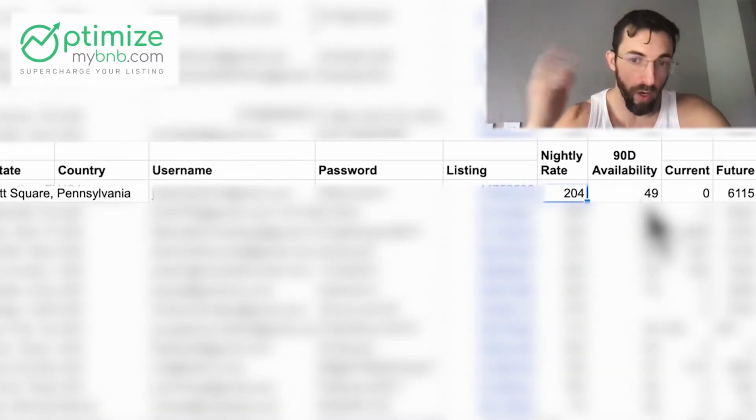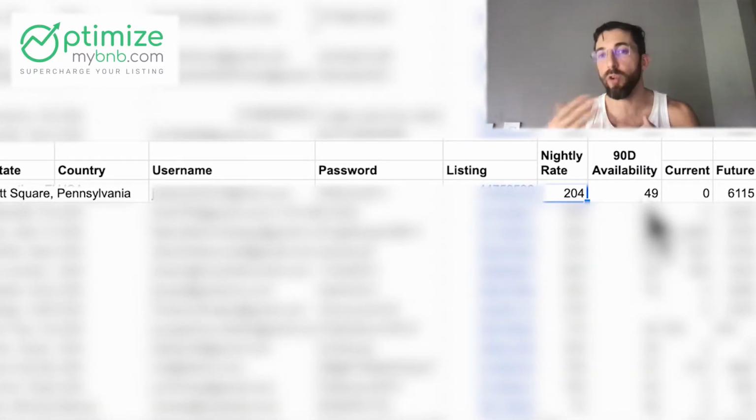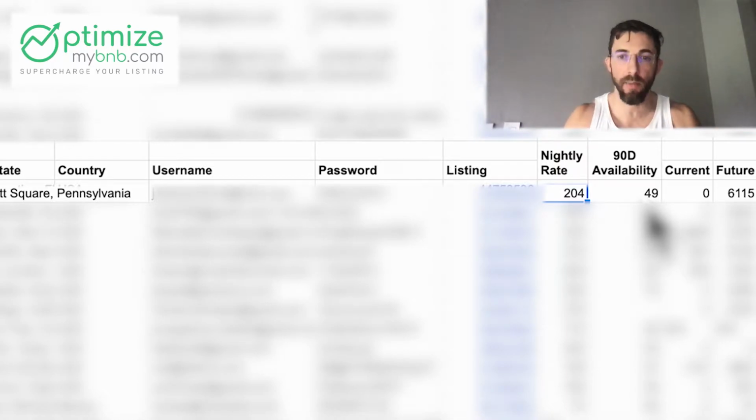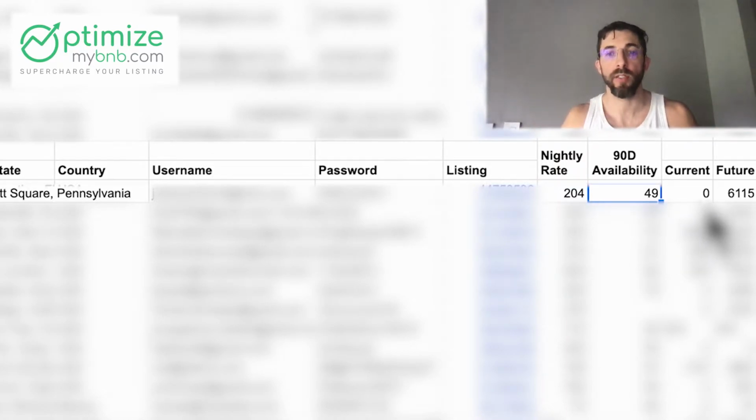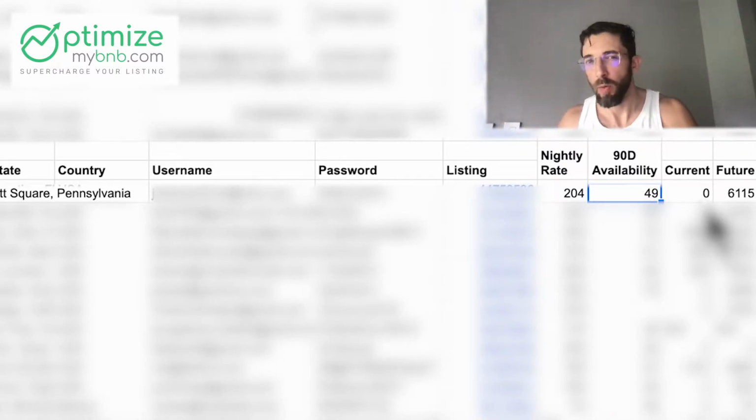I measure this before I get started. So $204 average nightly rate over the next 90 days, estimated by me. How much availability does this host have in the next 90 days? If there's zero, probably we're not going to see any income, because there are no days to book. Most reservations are being booked in the next 30 days. If there's 90, it doesn't necessarily mean we're going to see more income.